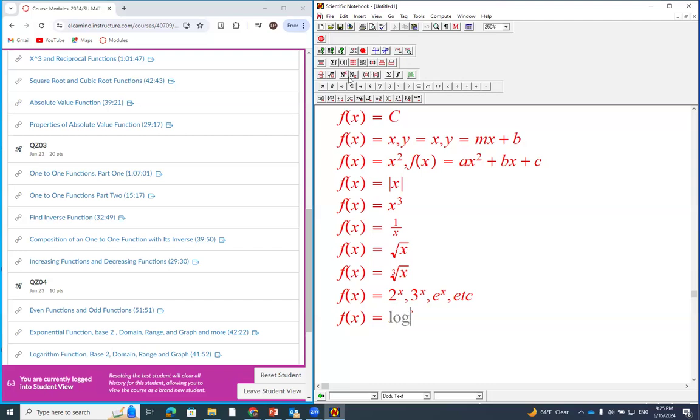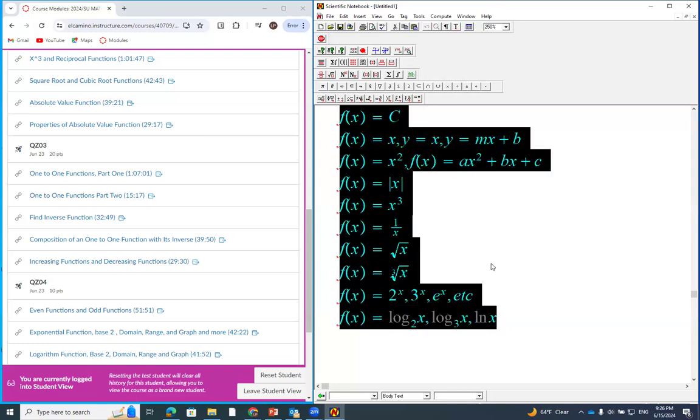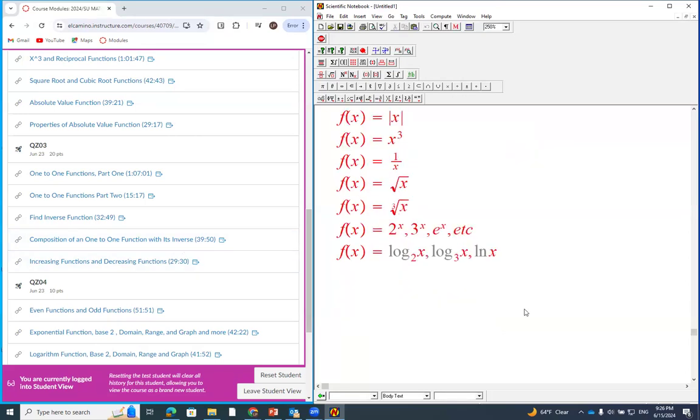Log base 2, log base 3, and ln x. All of these functions, we really want to study e to the power x extensively, and ln x extensively. All of these functions will be used in the calculus course. So this is just the first week, where we review these materials. And what's coming next?